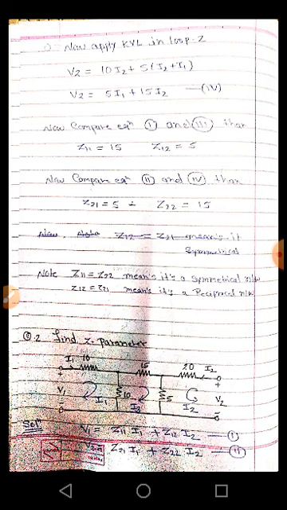Here one thing is important. Z11 and Z22 are the same. It means this network is considered a symmetrical network, and the Z12 and Z21 values are the same. It means it is considered a reciprocal network.